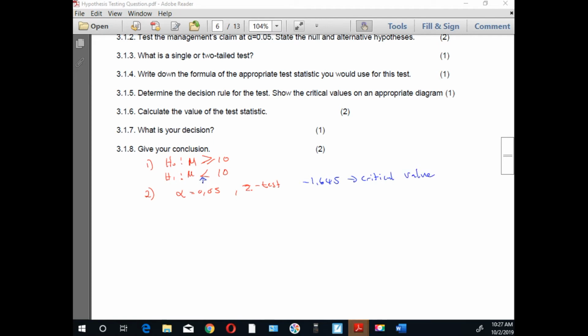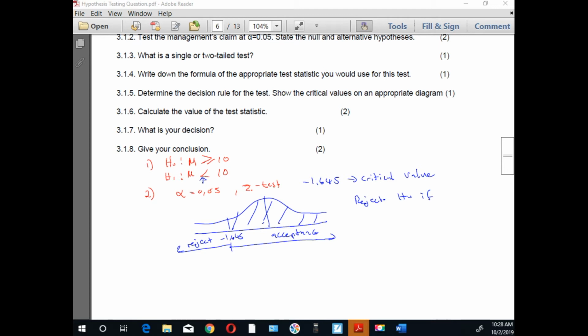So we can come and draw negative 1.645. We know that this side will be acceptance and this side will be rejection. Alright, we summarize it. Reject H0 if Z calc is less than negative 1.645.